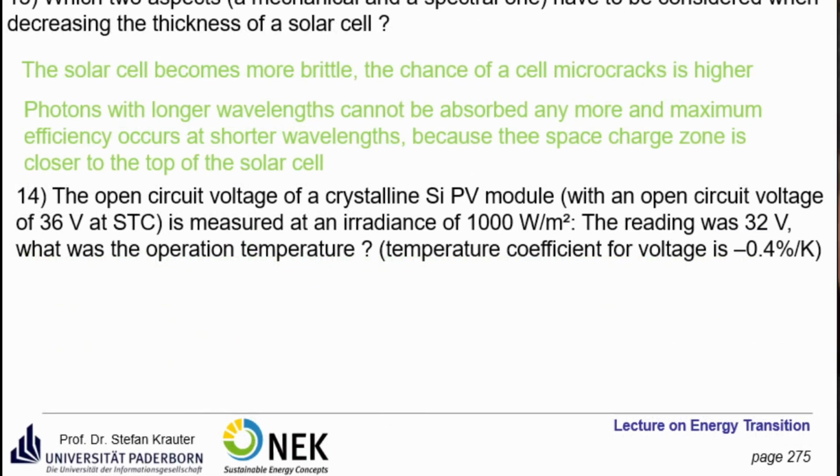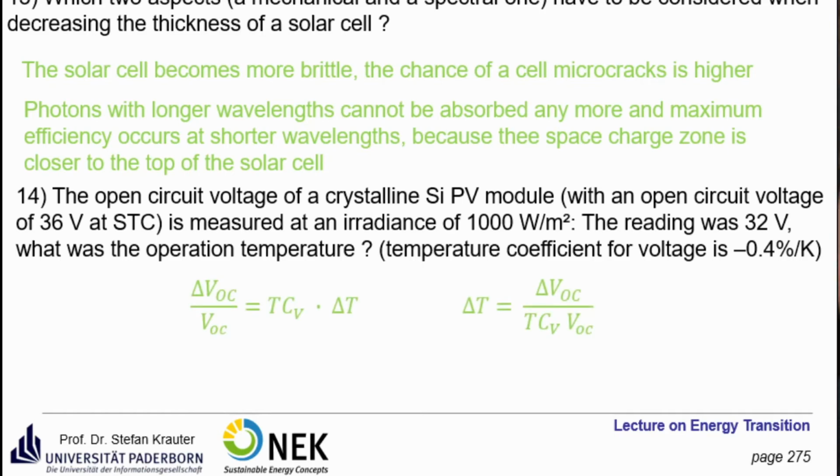The open circuit voltage of a crystalline silicon module is specified as 36 volts at an irradiance of 1000 watts per square meter, but you read 32 volts. You want to know what the operation temperature has been. The temperature coefficient is -0.4% per Kelvin.